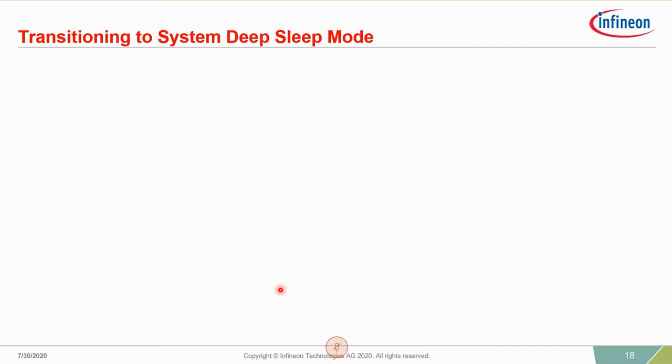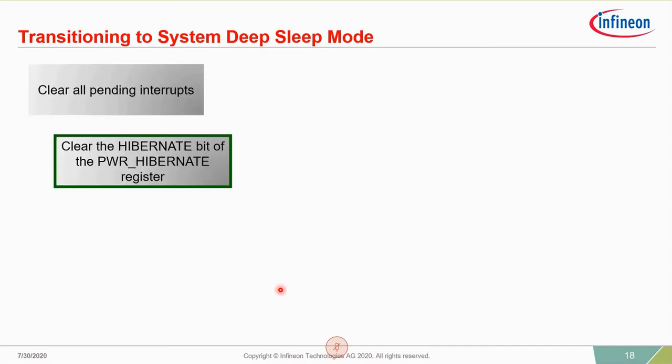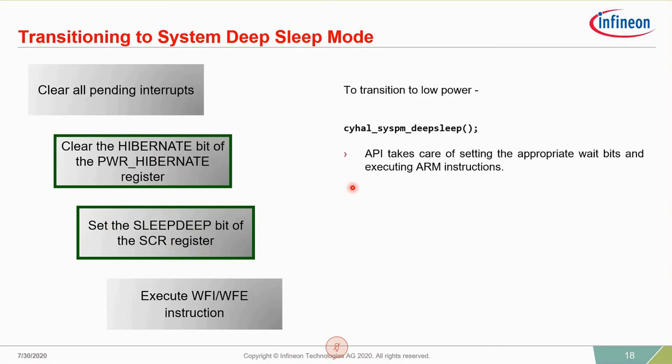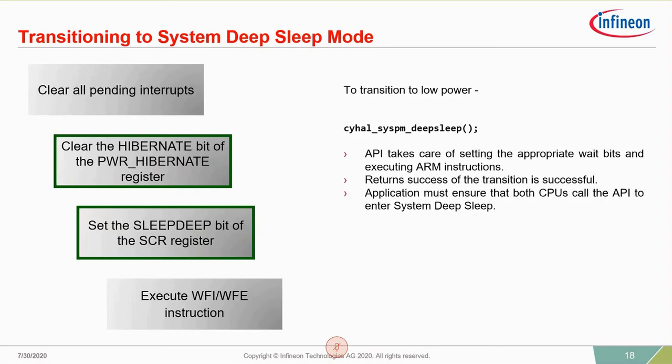And similar to CPU sleep mode, the steps for system deep sleep mode are almost the same, and I've highlighted the steps that are different using the green border. Here we need to clear the Hibernate bit of the Hibernate register and set the sleep deep bit of the SCR register. And like before, all of this is taken care of by the Deep Sleep HAL API.